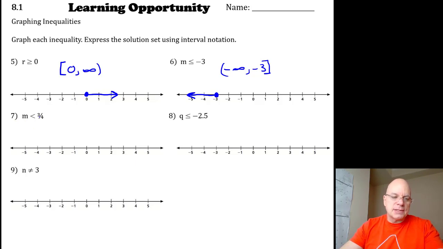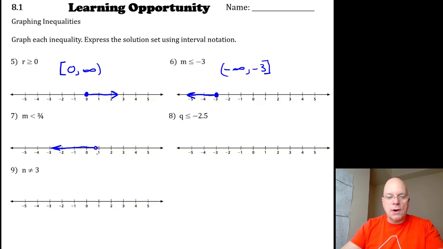Number 7, m is less than 3/4. You have to approximate where you think 3/4 is and put an open circle there. It could also be any value less than 3/4. I should say it could only be any value less than 3/4. It can't be 3/4 exactly because it doesn't say less than or equal to.